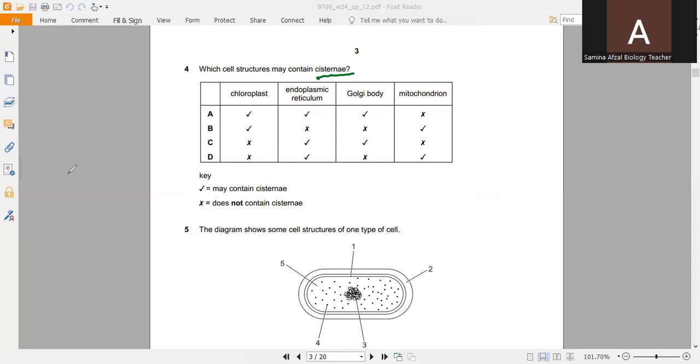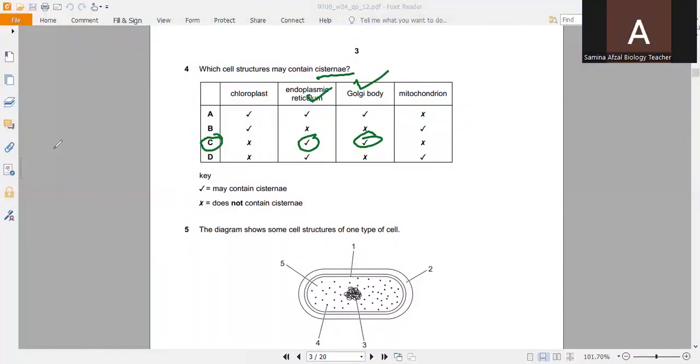They are membrane bound and play a key role in the cell's packaging, modification, and transport of proteins. And you know, these cisternae are only present in endoplasmic reticulum and Golgi bodies. The mitochondrion and chloroplast are double membrane structures, but they don't contain these cisternae. So only they are present in endoplasmic reticulum and Golgi body. So according to this, C is the correct option for question 4.